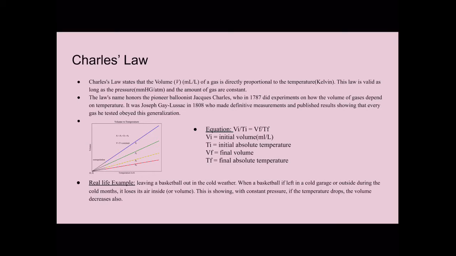Gay-Lussac was a scientist who made the definite measurements and published results showing that every gas he tested obeyed this generalization. The equation is V1 divided by T1 equals V2 divided by T2.